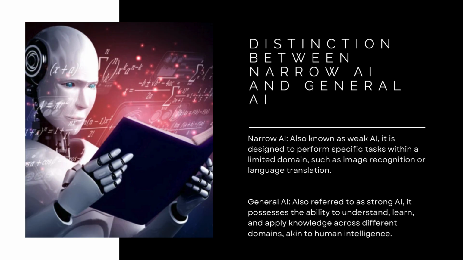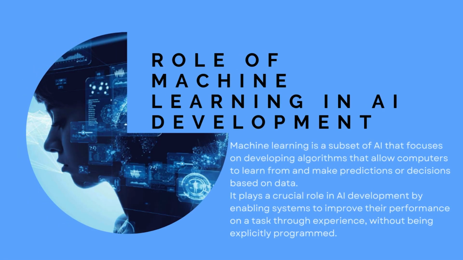What is the distinction between narrow AI and general AI? Narrow AI is known as weak AI, which means it is designed to perform specific tasks. General AI, which is also referred to as strong AI, possesses the ability to understand, learn, and apply knowledge across different domains. It is like human intelligence.